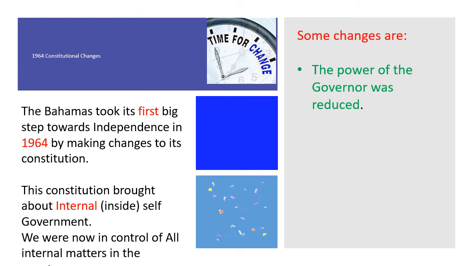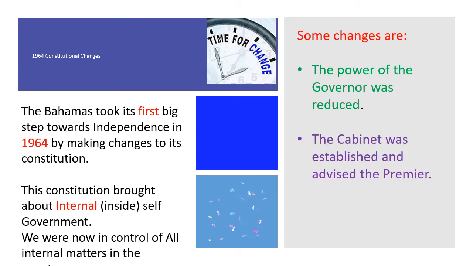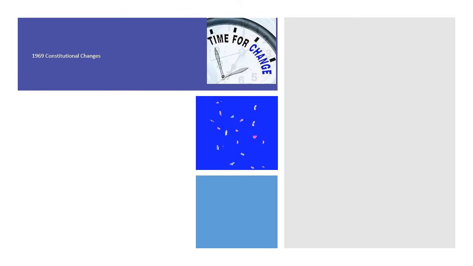Some of these changes were that the power of the governor was reduced and the House of Assembly gained more power. The cabinet was established, and the cabinet is that body that has the ministers that advise the prime minister today. But in 1964, the prime minister was known as a premier. Further, the Senate was established in 1964. So those are some basic changes that happened to our Constitution in 1964. Now let us look at 1969.